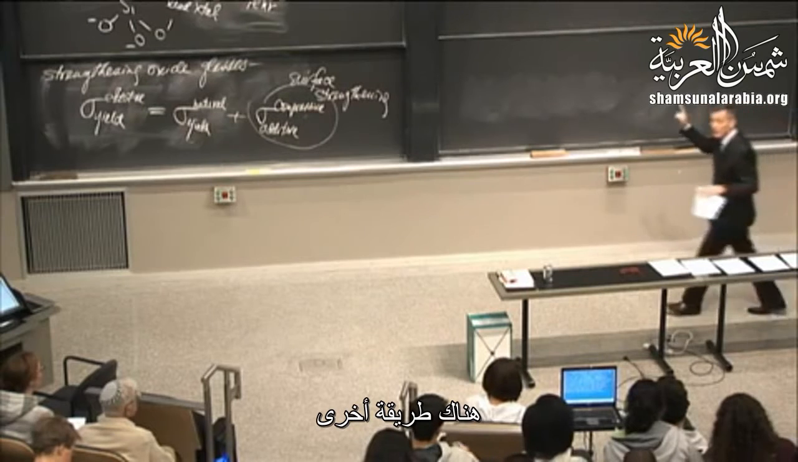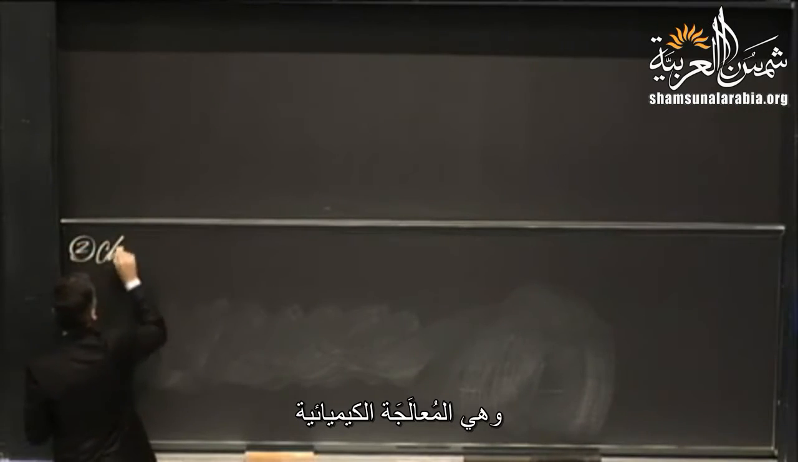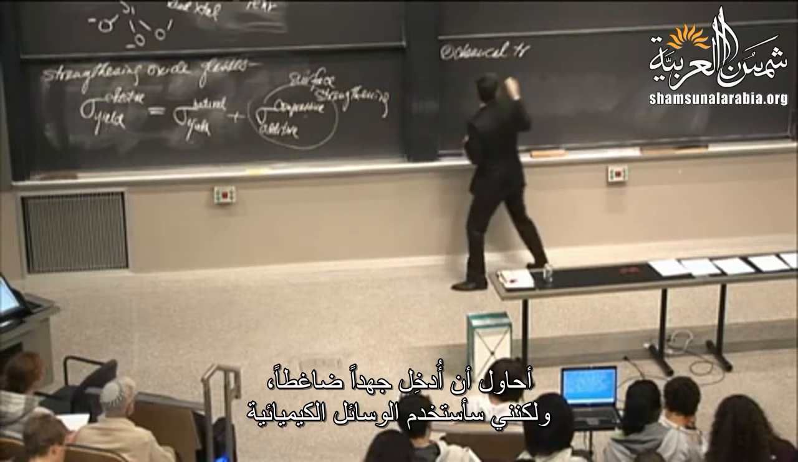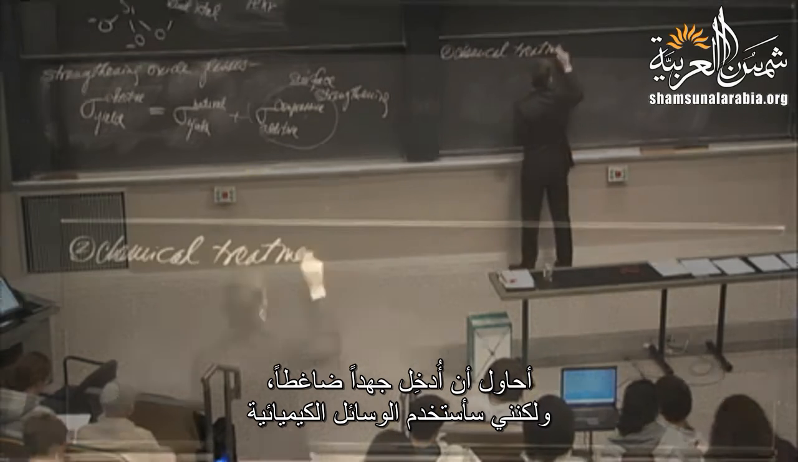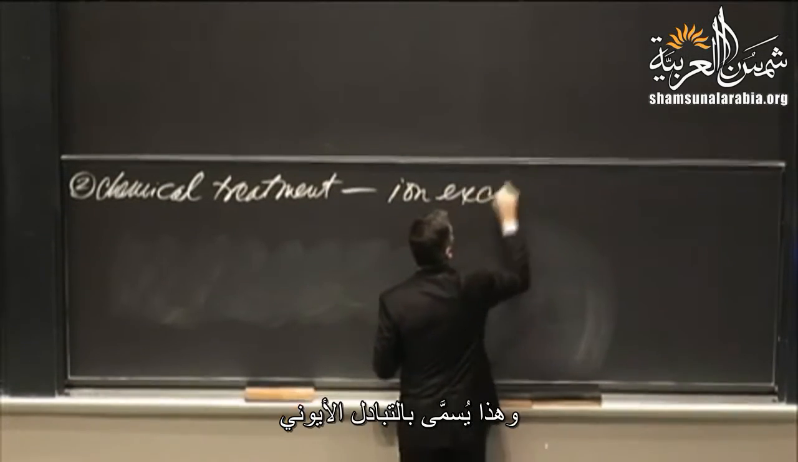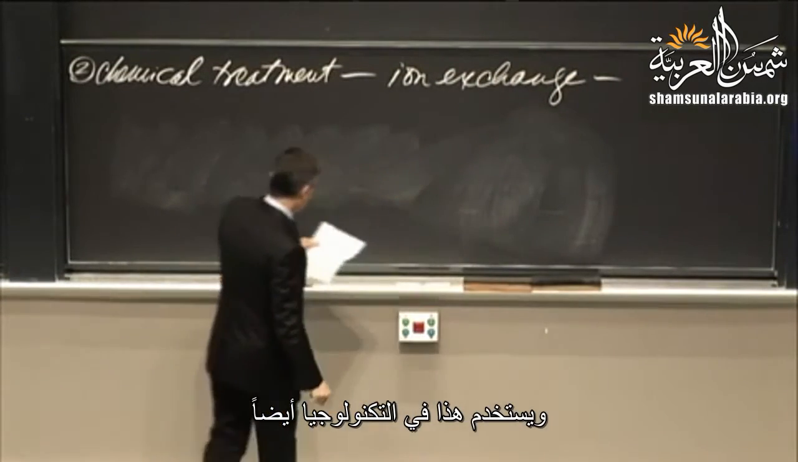There's another way to surface strengthen, and that's a chemical treatment. Again, what am I trying to do? I'm trying to introduce a compressive stress, but I'm going to use a chemical means. And this one is called ion exchange. And this is used in technology too.